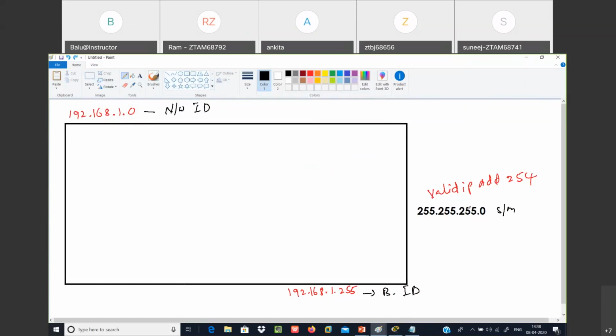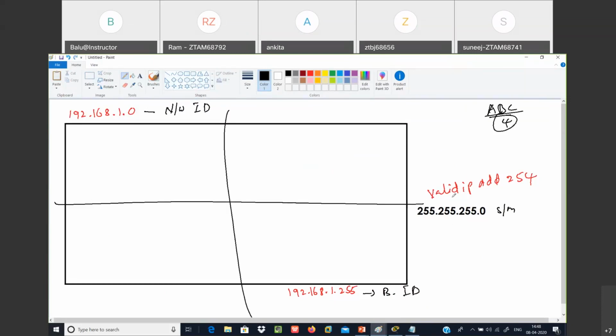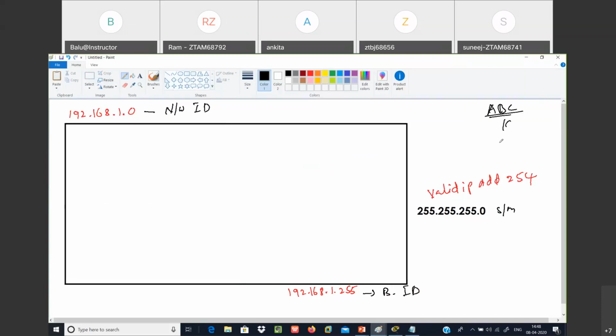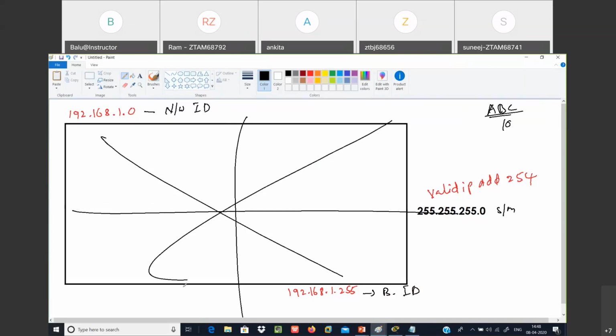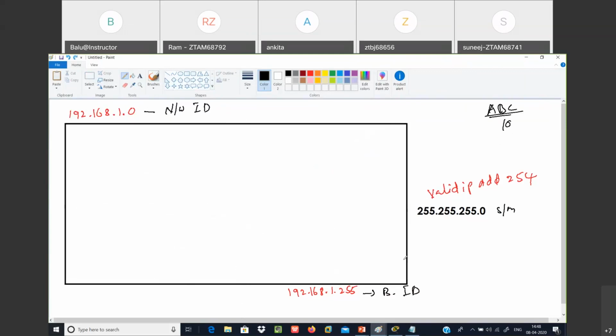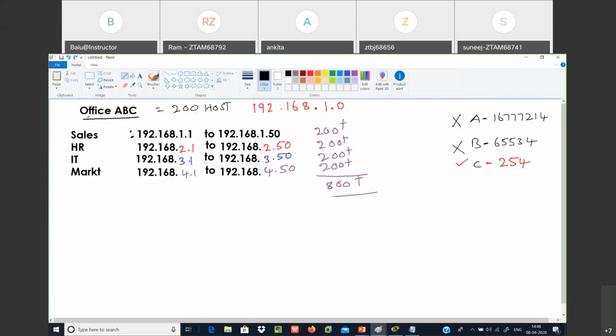From this network, based on our organization requirement, we are going to customize and divide it. If Office ABC requirement is 4 subnets, there are 4 networks, right? Now divide into 4 parts. If some office requirement is 10 departments, then you divide into 10 parts. So based on requirement, I repeat once again, based upon what? Requirement only.